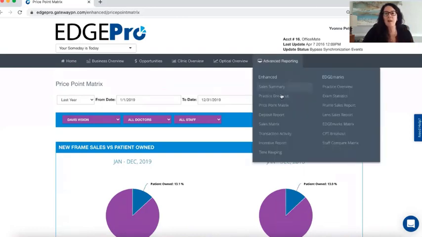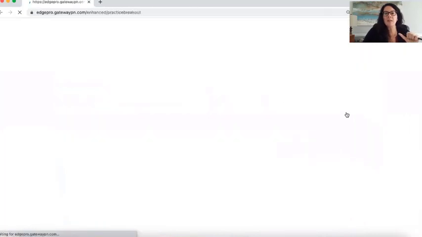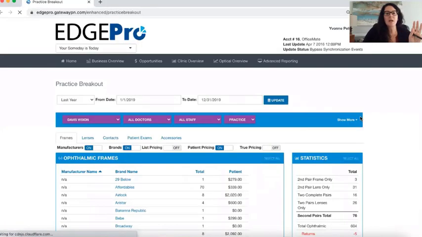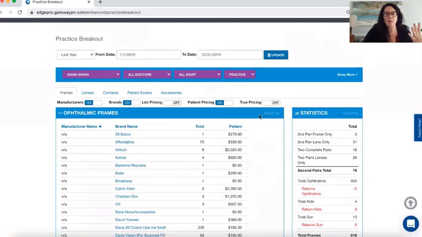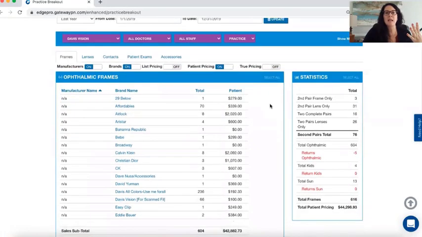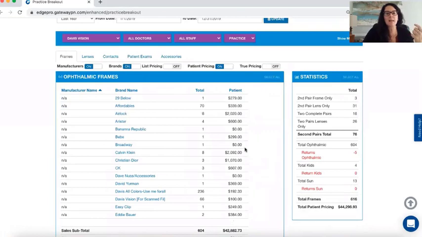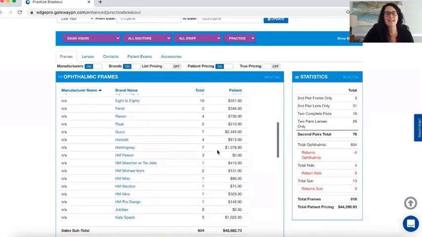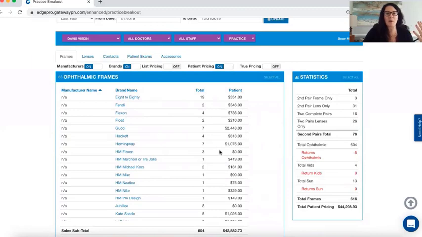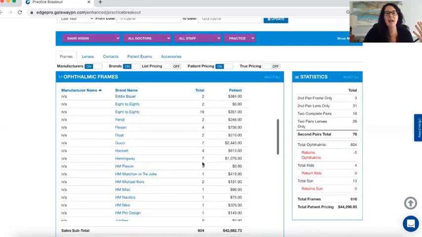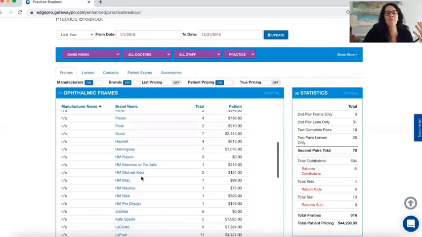The other thing that I want to hop into is Practice Breakout. So in Practice Breakout, here is a list of all of our frame manufacturers. I have this sorted by practice. And the reason why I have it sorted by practice is, in session 3, we talked about those high margin products. And here is a practice that has high margin products, but you can see that in 2019, they had very few sales as it related to high margin product. So the benefits of incorporating those did not bode them very well.